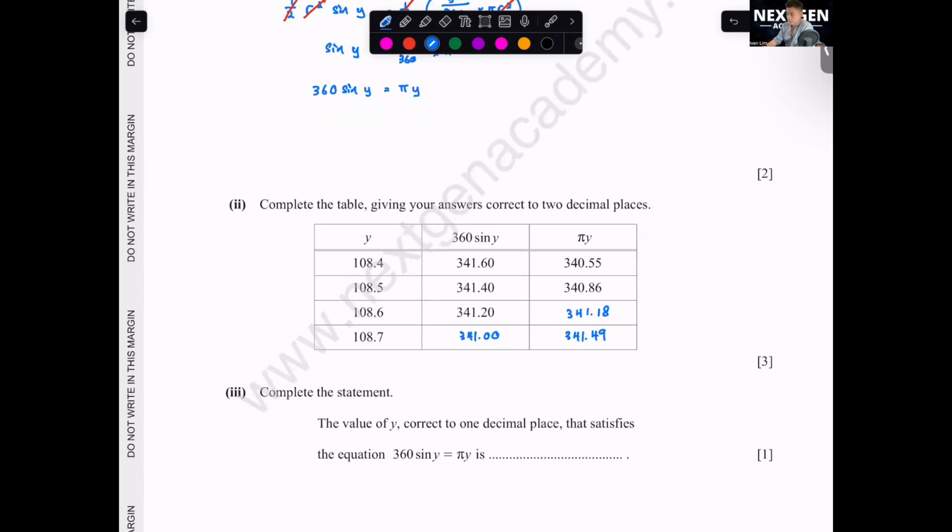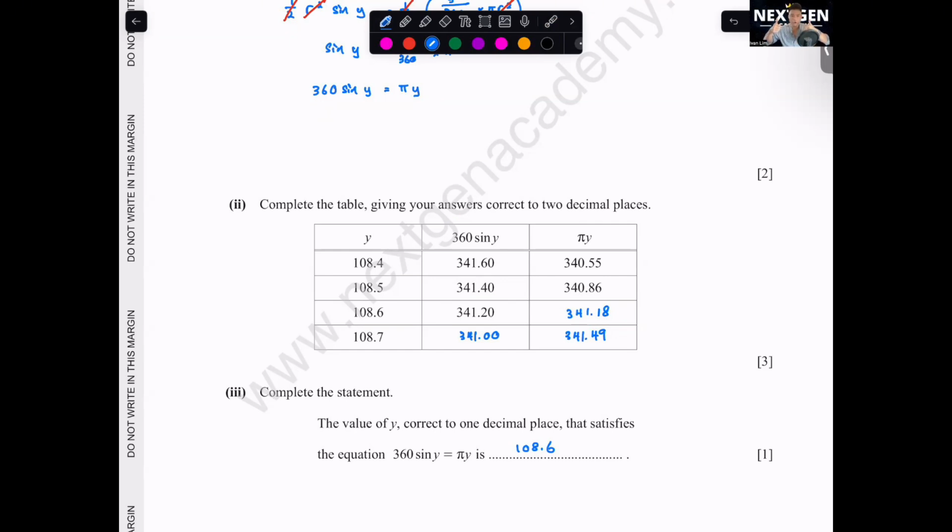Okay, this is the last and final one. Complete the statement: the value of y correct to 1 decimal place that satisfies the equation 360 sine y equals pi y is... Which one, when we round it to 1 decimal place, are these two equal to each other? That's what they're asking. This and this, right? To 1 decimal place. So both of these will round to 341.2. A very unique way of asking this question. I also never really see this type of question.